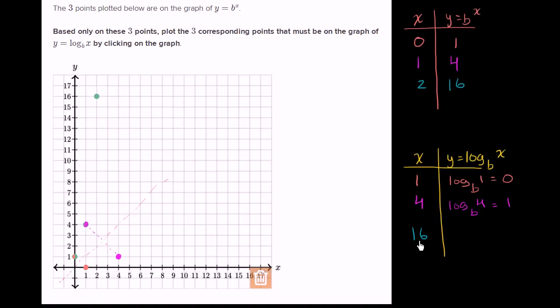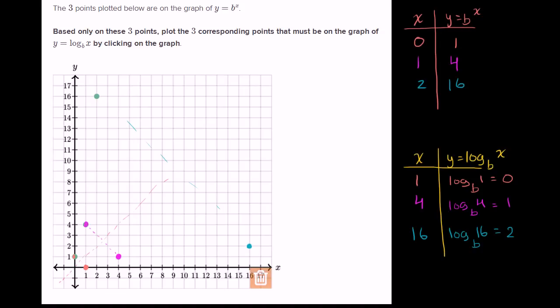And so when x is equal to 16, then y is equal to log base b of 16, the power I need to raise b to get to 16. Well, we already know. If we take b squared, we get to 16. So this is equal to 2. So when x is equal to 16, y is equal to 2. Notice we've essentially just swapped the x and y values for each of these points, which is why this is a reflection over the line y is equal to x.